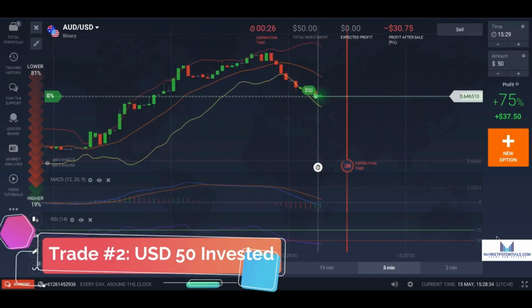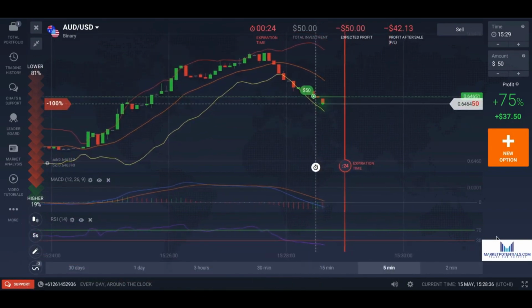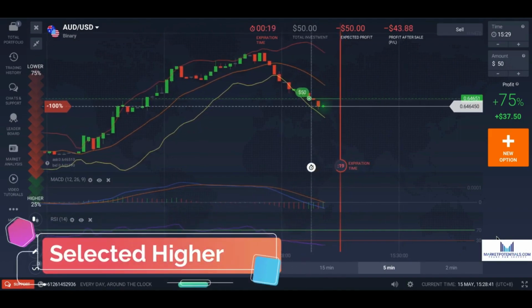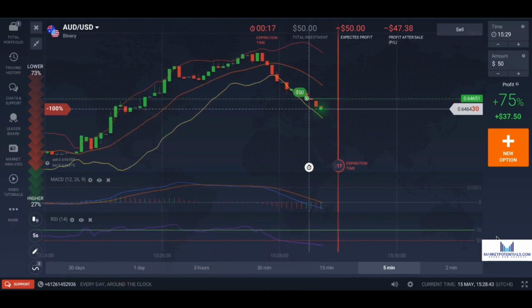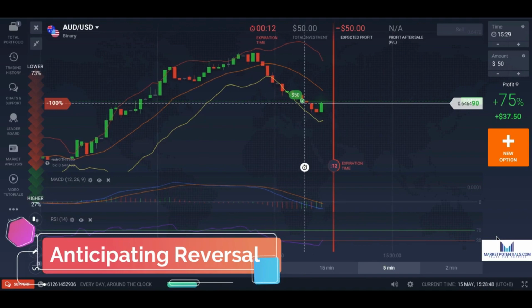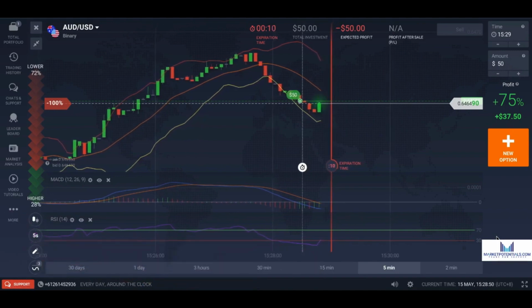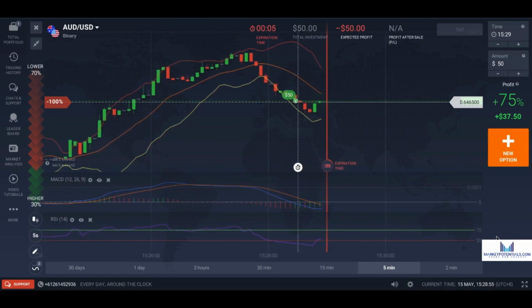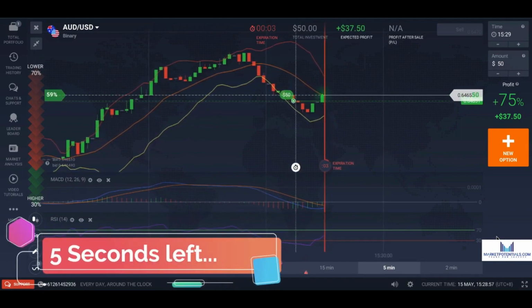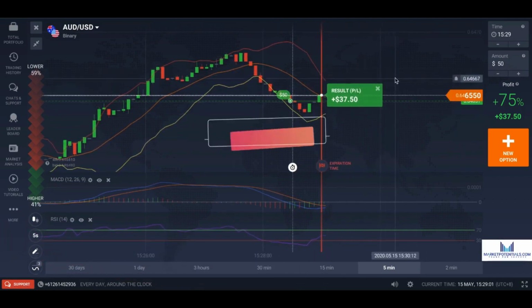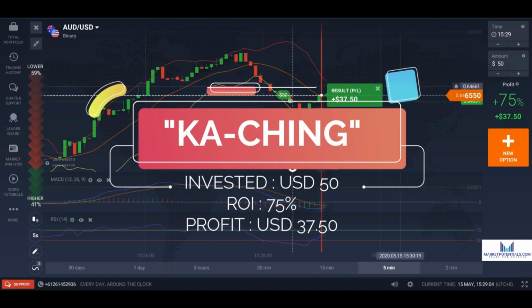So this time around, I've put in $50 and I've selected higher. Now I do have about 20 seconds for this position to close. Now let's see what happens. It kind of needs to reverse, and I know it would. The only thing is whether or not it's going to do that in the next 10 seconds. So let's see, I've got about 5 seconds left. There we go. All right, so in the money, second time around. Yep, there we go, $37.50. That's 75% return on this.